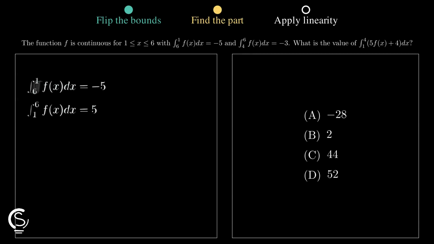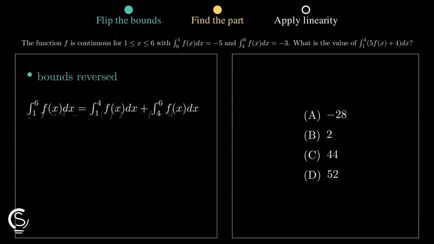Next, split the interval from 1 to 6 into 1 to 4 and 4 to 6. Since the total is 5 and the second part is -3, it equals 8.